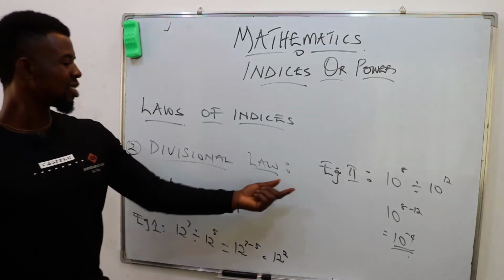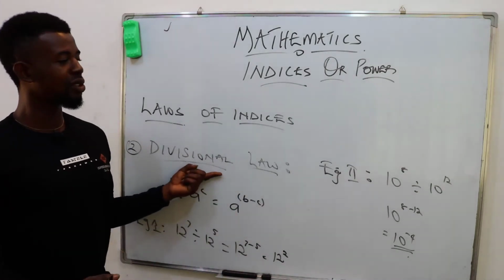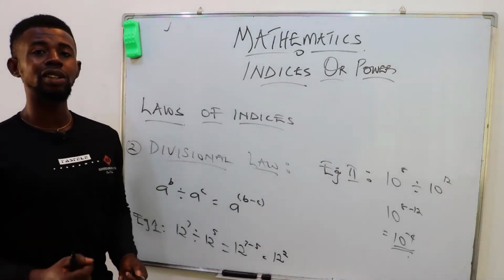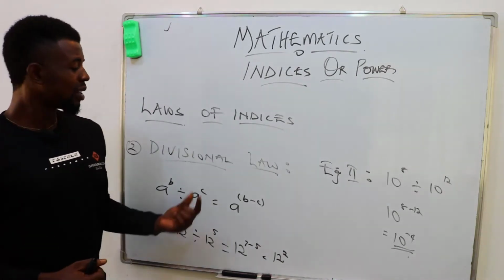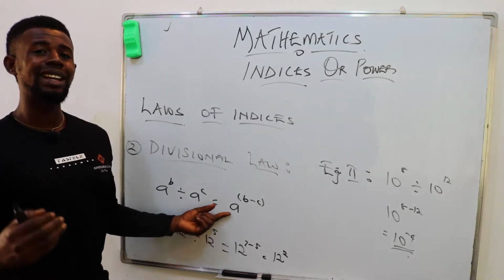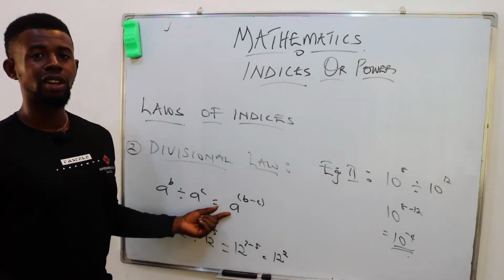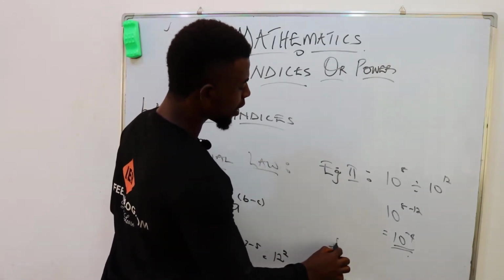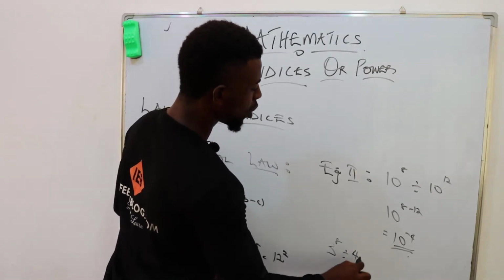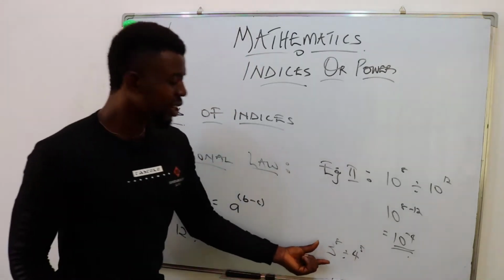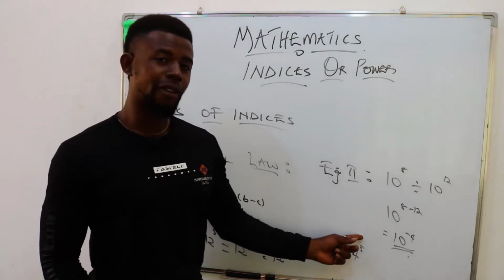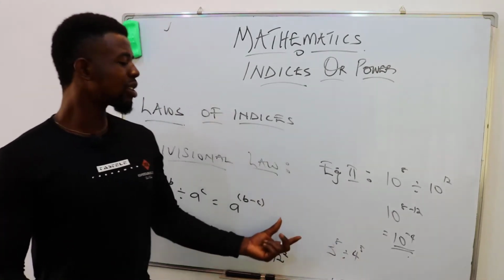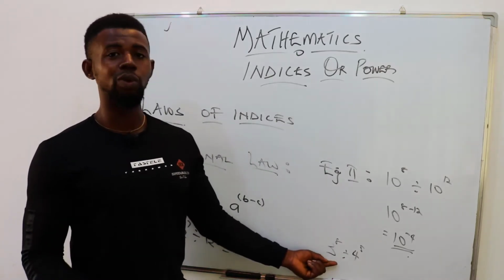So basically, this is what our divisional law of indices tells us. Now, please, I want you to note this. Just like what we said under the multiplicational law, this law is only applicable to initial expressions of the same base. So it means that if I have 3 raised to the power 8 divided by 4 raised to the power 5, this is 3 raised to the power 8, this is 4 raised to the power 5. This base and this base, they are not the same. So I cannot apply this law to this very particular question.